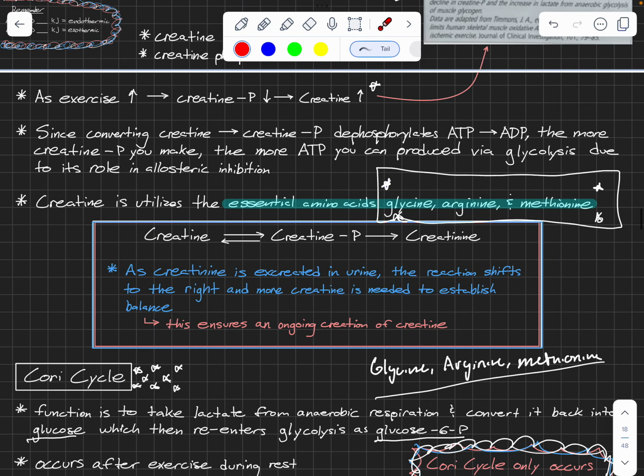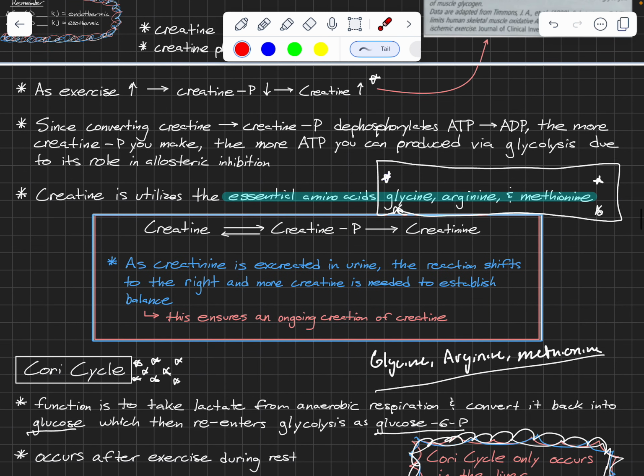I'd say just these amino acids right here, the glycine, arginine, and methionine. These are essential amino acids associated with creatine. So I would just have those in the back of your mind. Again, I haven't seen too many questions referring to amino acids being involved with this. However, you never know what type of question you're going to get. So after you get a lot of these overarching concepts down, come back and look at a lot of these minor details.